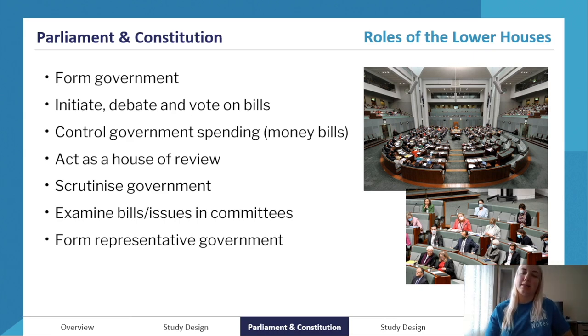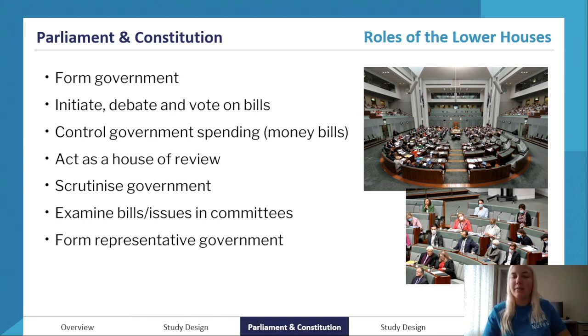However, the whole idea is, we said the lower house is the house that represents the people's interest and has the government party present. So that means most bills are actually initiated in the lower house. Still, sometimes bills are first initiated in the Senate. Okay. They also control government spending.